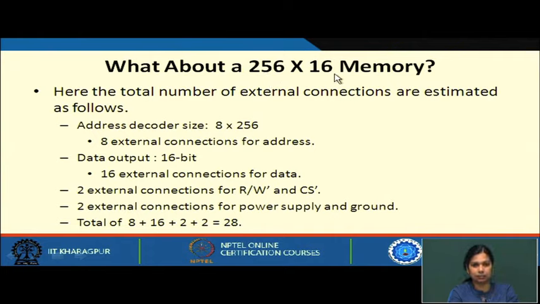Now, let us see the 256 cross 16 memory. There will be 256 rows. To select any one of the 256 rows, you require an 8 cross 256 decoder, so the address decoder size will be 8 cross 256. So, 8 external connections for address will be required. Then the data output is 16, so 16 external connections will be required to transfer the data, either to read or to write. In a similar way, 2 external connections for read/write and chip select, and 2 for power supply and ground. So, a total of 28 external connections will be required.